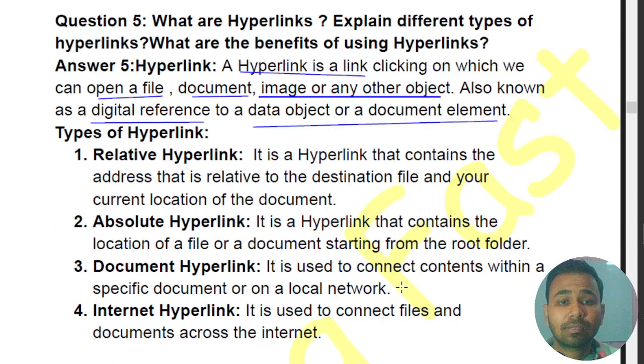Types of hyperlinks. So there are various types of hyperlinks that are given in your syllabus, like relative hyperlink. It is a hyperlink that contains the address of the destination file relative to your current location of the document. So suppose you want to go to a file that is contained in the same folder where your spreadsheet is present. Then you just need to go out of that file, though in the same folder you can find the different file.